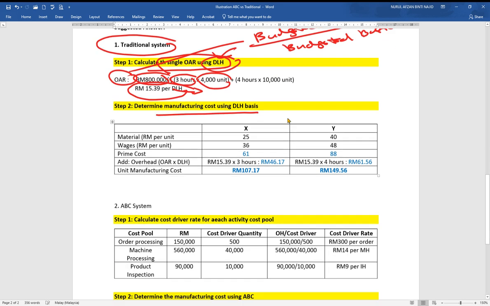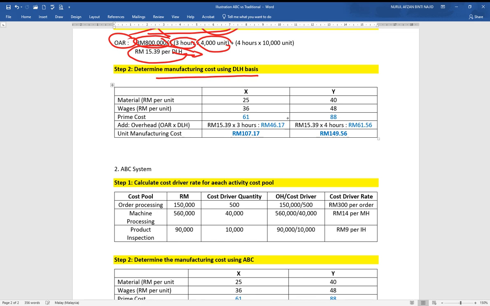For the second step, we have prime cost. How to calculate the prime cost? Material plus the wages per unit. So we have to total up the 25 and 36.